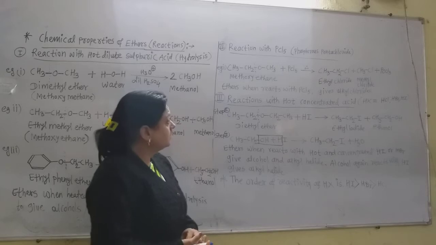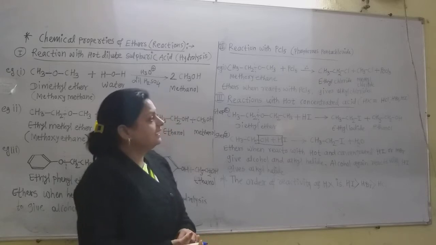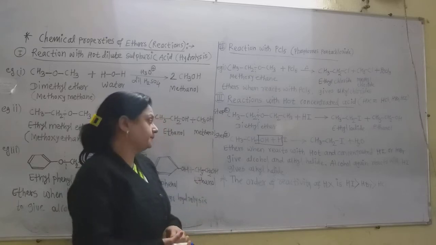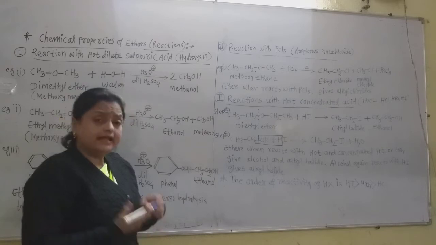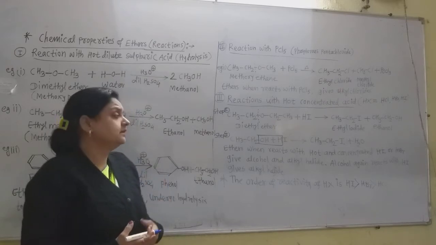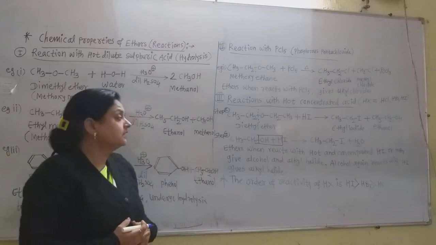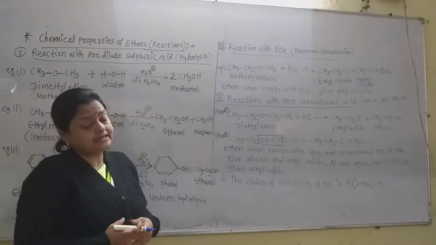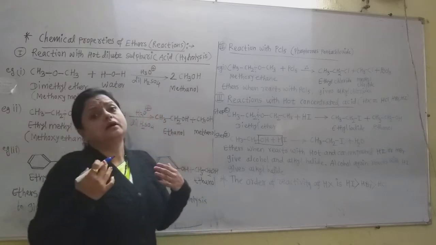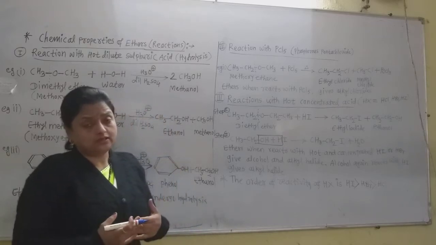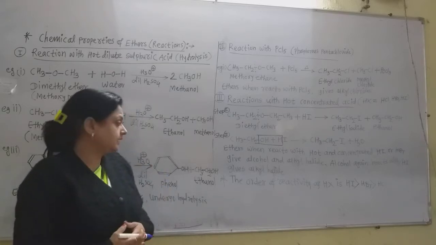Thus this is the reaction with hot concentrated acids such as HCl, HBr or HI. So when ethers react with hot and concentrated HI, hydroiodic acid, HBr, hydrobromic acid, or HCl, hydrochloric acid, they give alcohols and alkyl halides. But these alcohols again react with the hydrohalic acids to give the alkyl halide again.